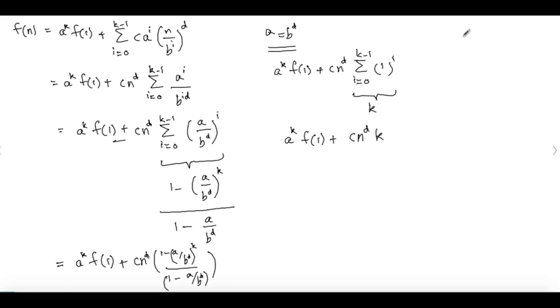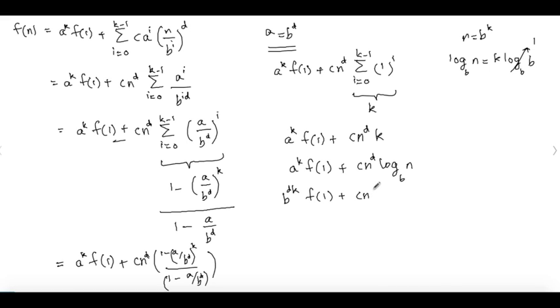So what is k? Now if n is equal to b to the k, then I take log on both sides: log base b of n is equal to k times log base b of b, which is equal to 1. So then this is log base b of n. So I can say a to the k f of 1 plus c n to the d log base b of n, and then a is equal to b to the d. So we can say b to the d k f of 1 plus c n to the d log base b of n. So b to the d k is what? b to the d k is n to the d. So n to the d f of 1 plus c n to the d log base b of n.